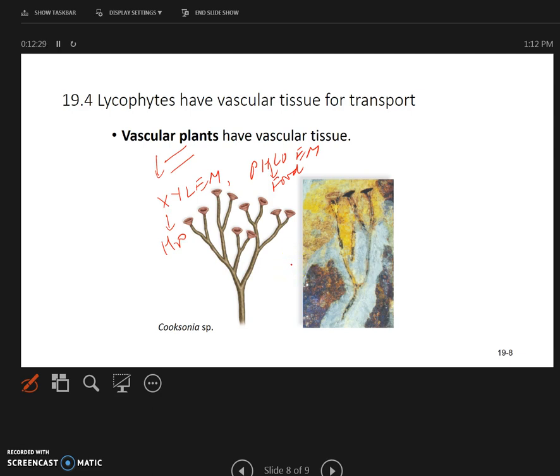But of course, what is the primitive feature? The primitive feature, once again, is that they have no roots. They have no stem, and I'm talking about true stem. And of course, they have no true leaf.